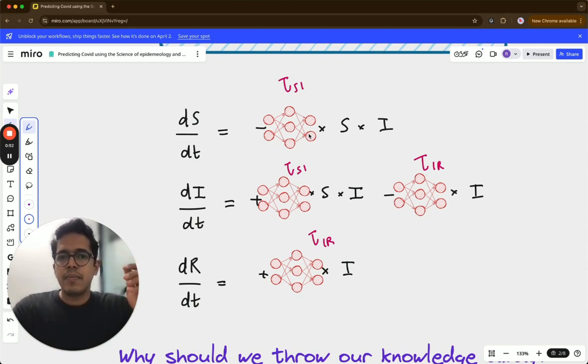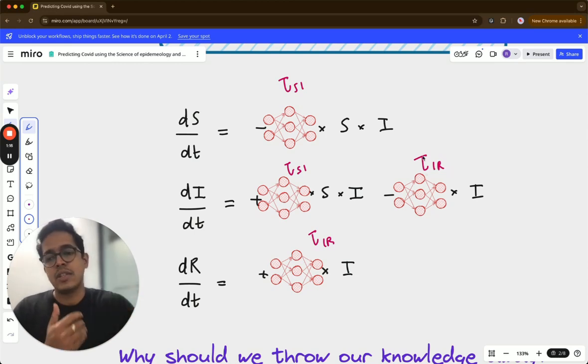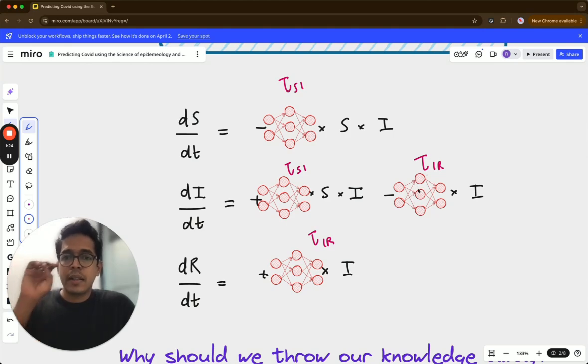So instead of treating it as an unknown, or instead of entirely replacing this whole system with a neural network, just treat that unknown number as the result of a neural network's prediction. Whatever this neural network predicts as a number, you use that number as the proxy for tau SI or tau IR. You have to use different neural networks because tau SI and tau IR are two different interaction parameters. So you of course need two different neural networks here. But you see the power of this kind of model. The power is that you are not throwing away the equations entirely. You are only replacing the unknown terms with the neural network.